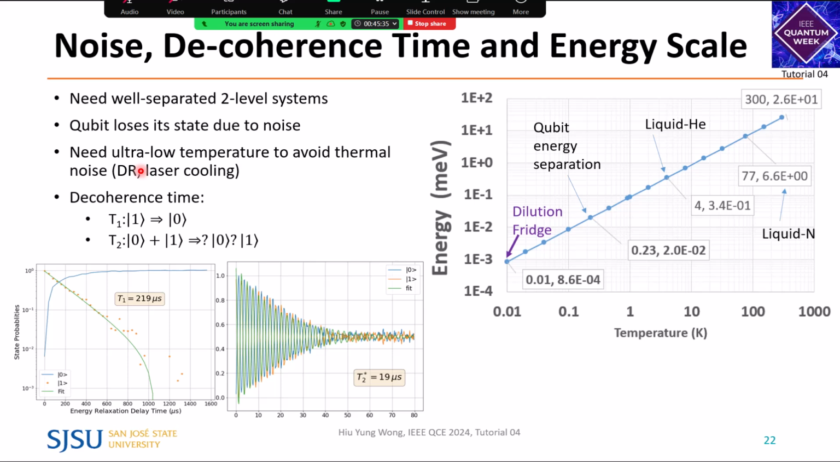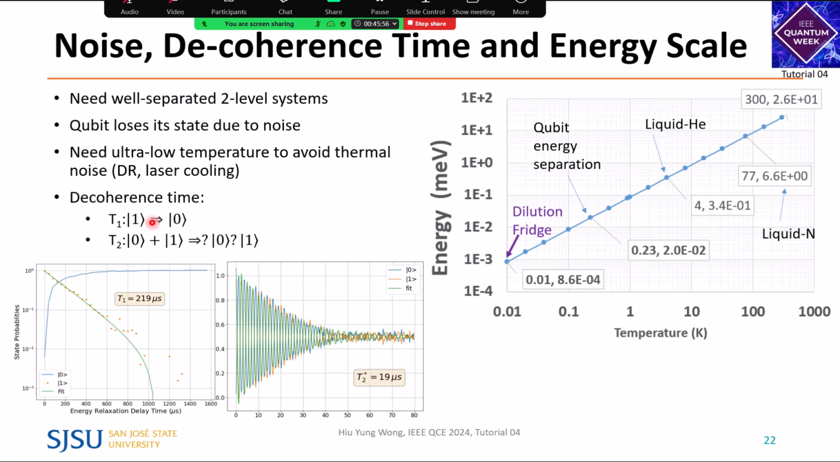That's why we need a dilution refrigerator. We need laser cooling, for example, right? Otherwise, it will cause decoherence. It will lose the information. And there are 2 types of decoherence. Not 2 types, there are many decoherence, but 2 characteristic types, right?